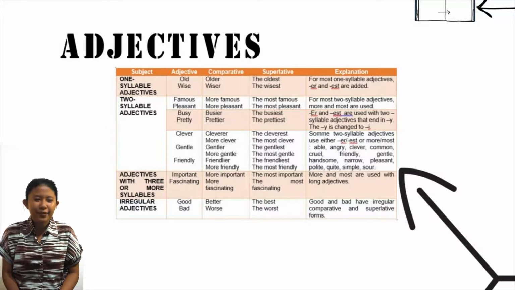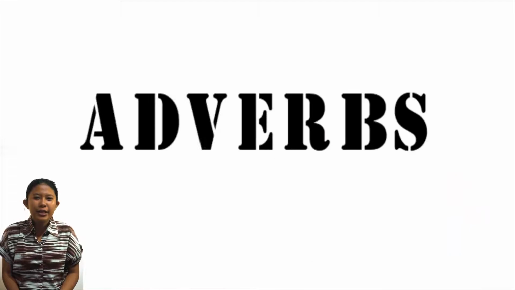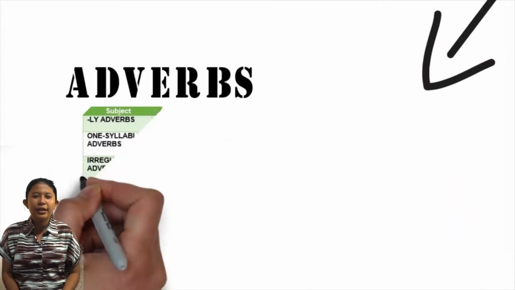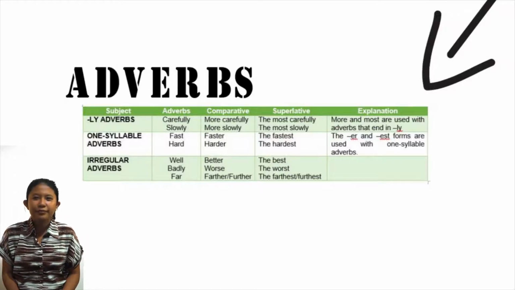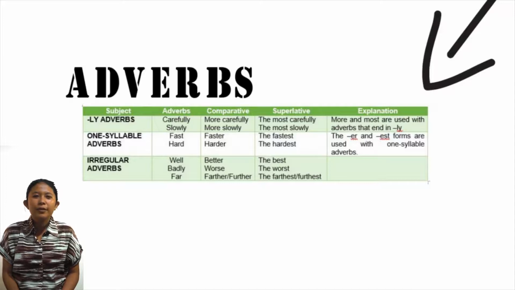The next is adverbs. The first subject in adverbs is -ly adverbs. The examples are carefully and slowly. The comparative form of slowly is more slowly. The comparative form of carefully is more carefully. The superlative form of carefully is the most carefully. The superlative form of slowly is the most slowly. Explanation: more and most are used with adverbs that end in -ly.